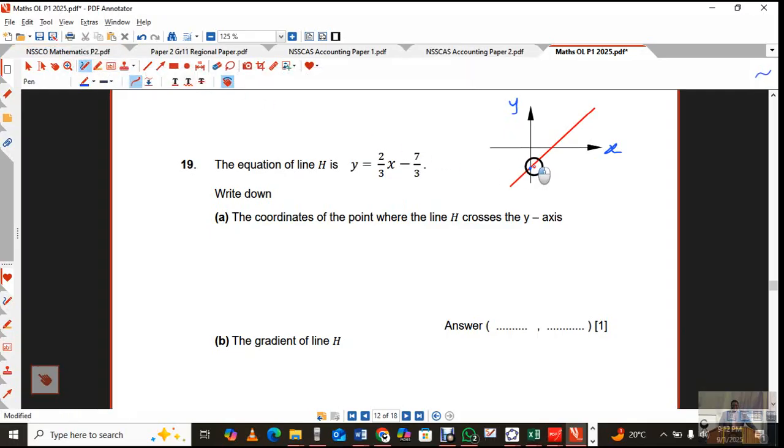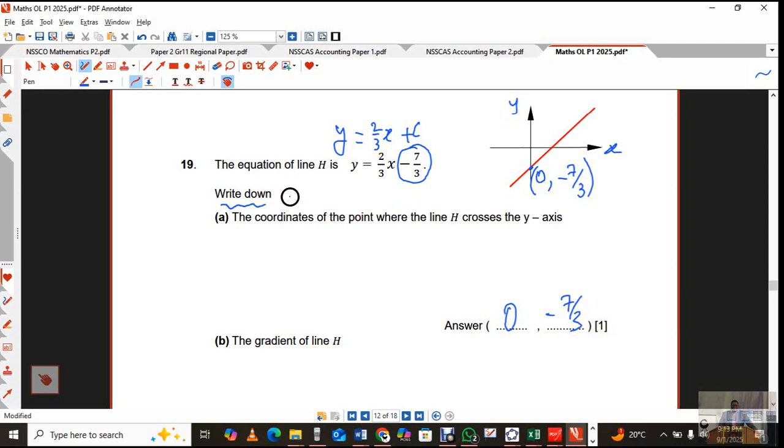The point where this line crosses the y-axis, that point x is 0, and you find it from the equation y equals 2 over 3x plus c. This plus c is known as the y-intercept. So that's the point -7 over 3. But we can calculate that point by putting 0 for x, then you're going to be left with that. They say write down the coordinates of the point where that line crosses the y-axis. It's 0, comma, -7 over 3. And they say write down, there's no calculation involved.